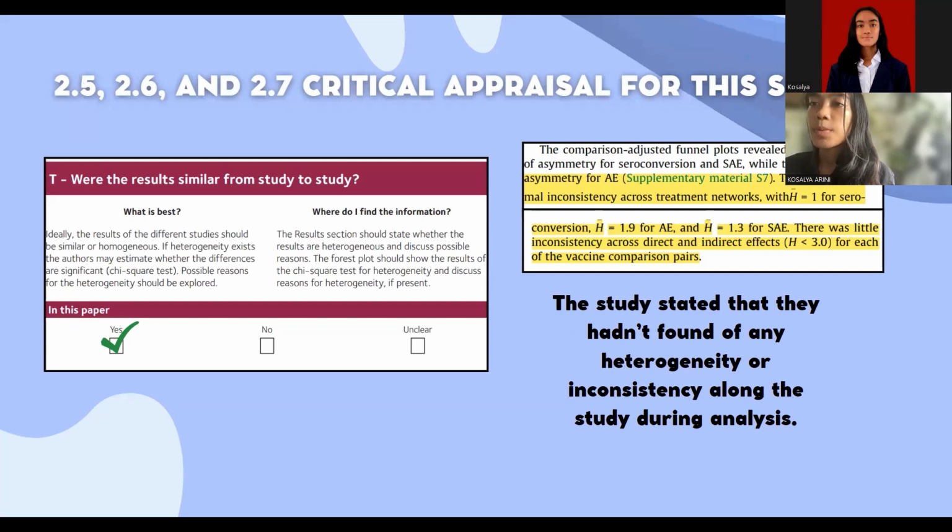This critical appraisal part is to determine whether the studies are homogeneous or heterogeneous based on the results of each individual study. It should be found in the results section of this meta-analysis. Because this is a network meta-analysis, they conducted the analysis toward the inconsistency across the treatments across each individual study.